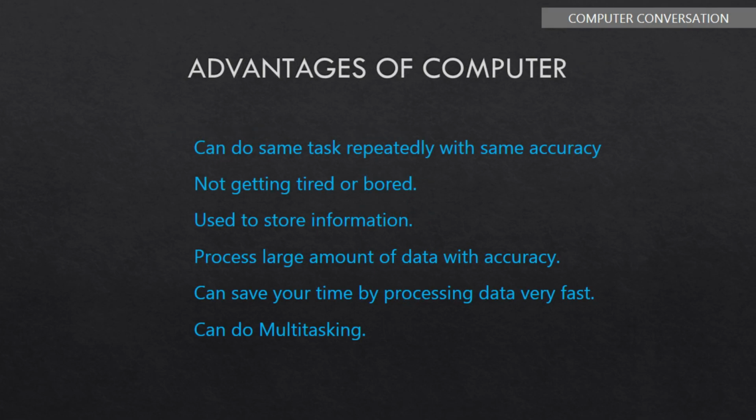Now let us know what are the advantages of a computer. It can do same task repeatedly with same accuracy. It never gets tired or bored. It is used to store information. It can process large amount of data with accuracy. It can save your time by processing data very fast. It can also do multitasking.